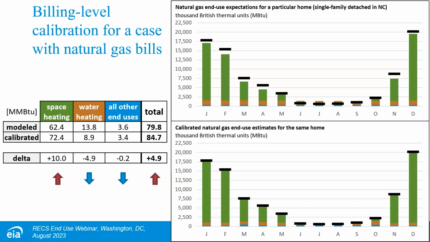And this kind of calibration change was not possible in the annual calibration approach that I highlighted in our previous example. But now in our billing level approach, we can allow for these. And we have gone through careful inspection of many such case studies in both electricity and natural gas, and we are convinced that this new approach leads to more accurate end-use estimates.